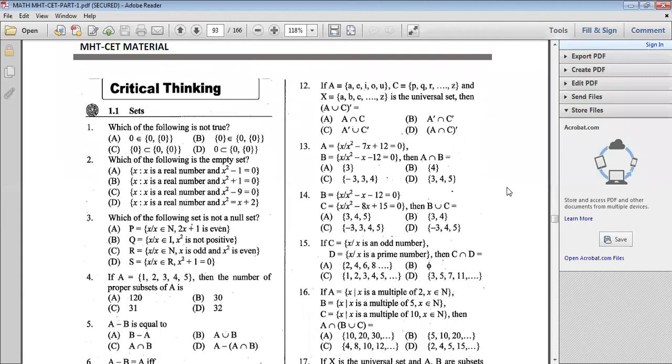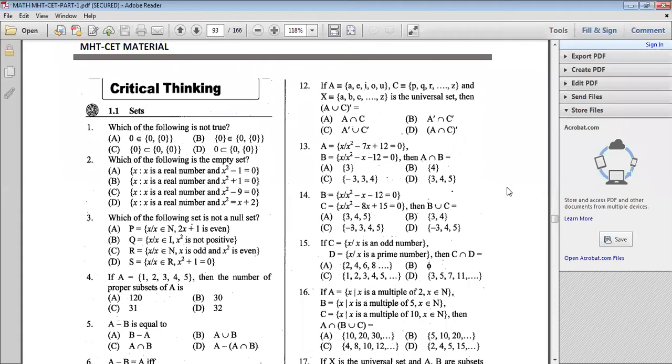x, where x is a real number, and x square plus 1 equals 0. Is it an empty set? Yes, because no real value of x will satisfy that. So that is the empty set, so B option is correct. x square plus 1 equals 0 means no real value of x will satisfy it. No real root for it. That's why that is an empty set. No element will be there in that set.